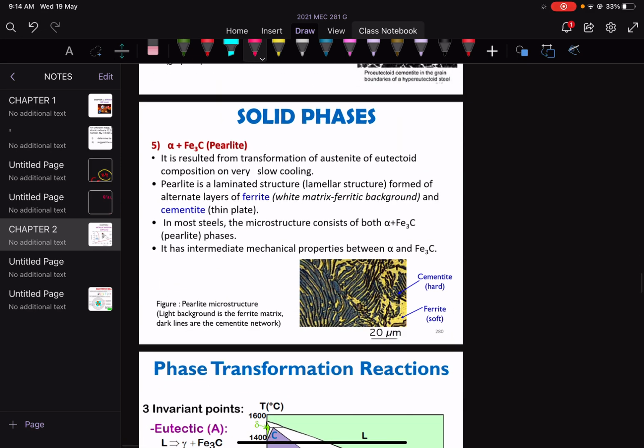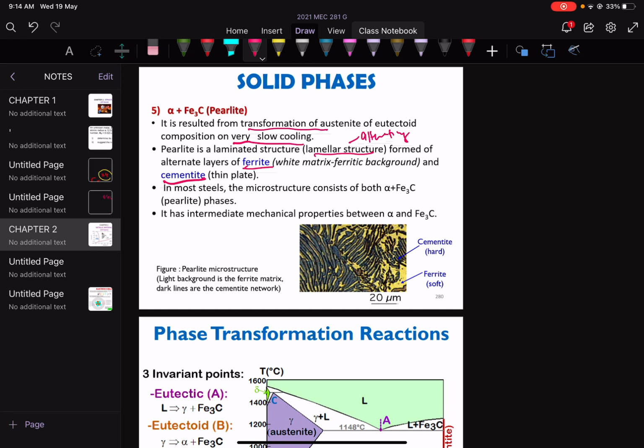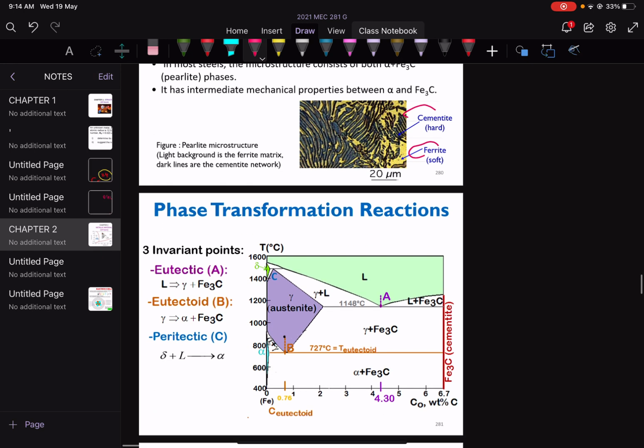And then for pearlite, it results from transformation of austenite of eutectoid composition on a very slow cooling. The structure of pearlite has a lamella structure. So remember, lamella is the alternating layers of ferrite and cementite. This is not from an optical microscope, this is from SEM if I'm not mistaken. The pearlite microstructure will be observed like this, in lamella structure. It has cementite and ferrite.